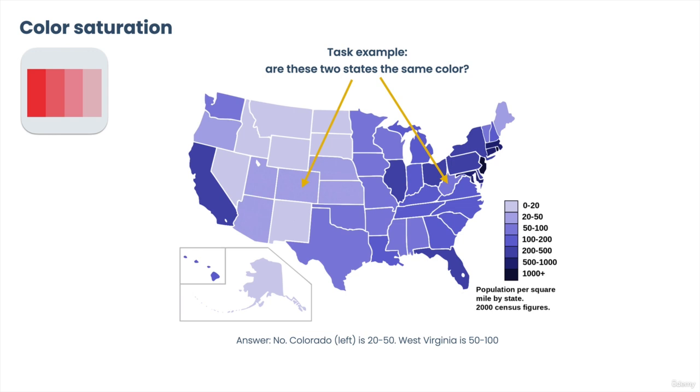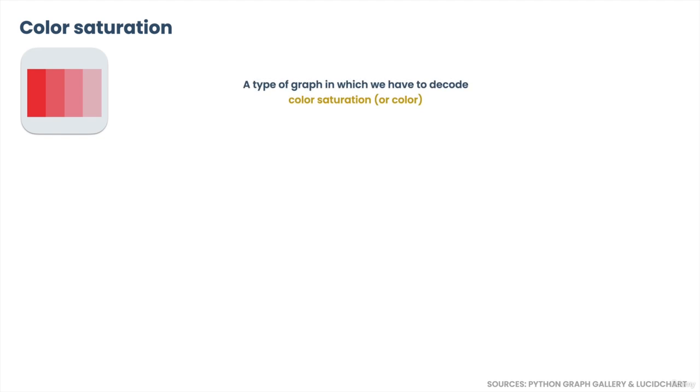Some of you might have got this right and some of you might not. Actually, it's very difficult to distinguish color saturation. As happened with shading, it is confusing because the perception of the saturation of a color strongly depends on the colors of the surrounding elements. So even though judging color saturation is difficult, we have to do it many times.